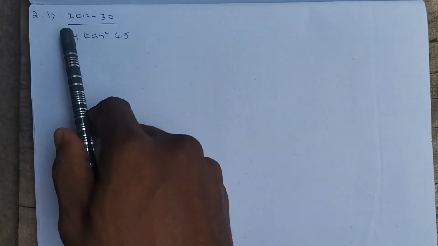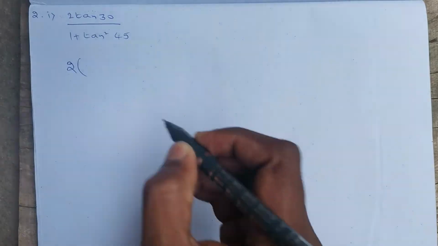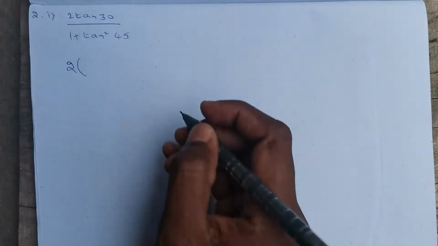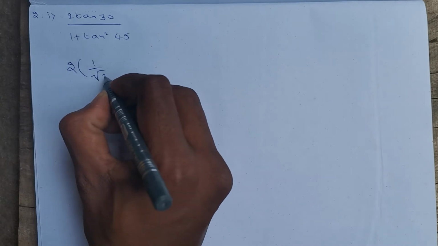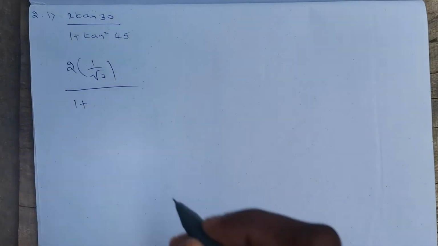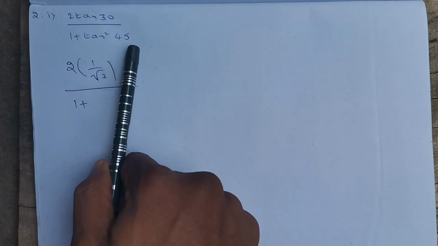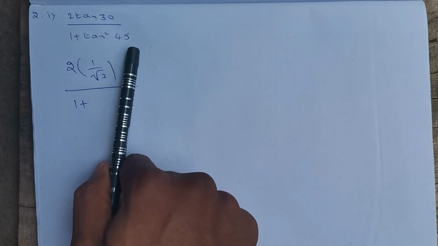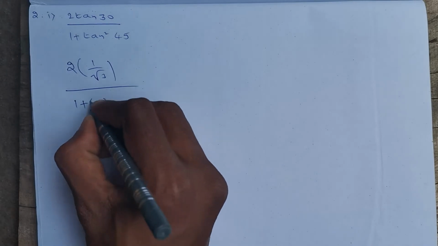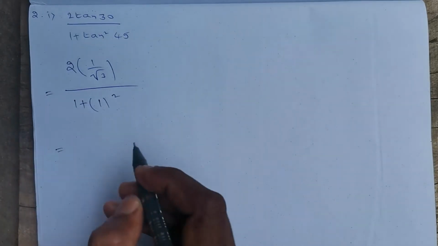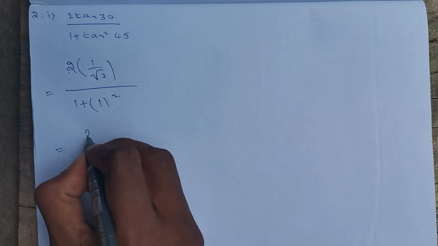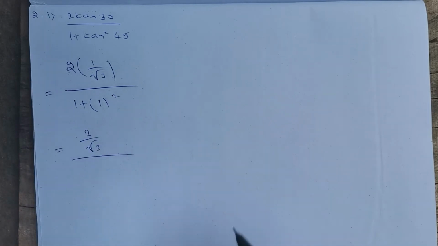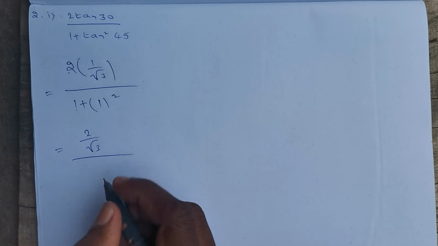Okay, next in the second bit, again sub questions are there. So if you look at the question, 2 tan 30 divided by 1 plus tan square 45. So 2 as it is into tan 30, 1 by root 3, whole divided by 1 plus tan square 45, which is nothing but tan 45 whole square. So tan 45 value is 1, so 1 square. If we solve the numerator, 2 into 1 by root 3, 2 by root 3, whole divided by 1 plus 1, 2.